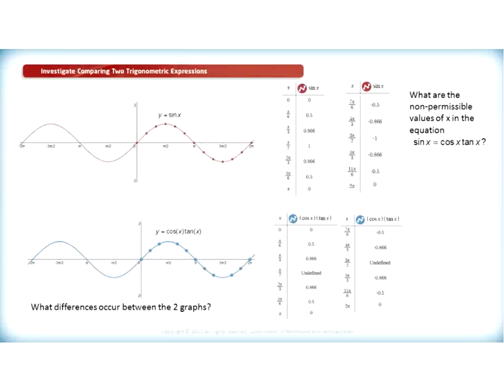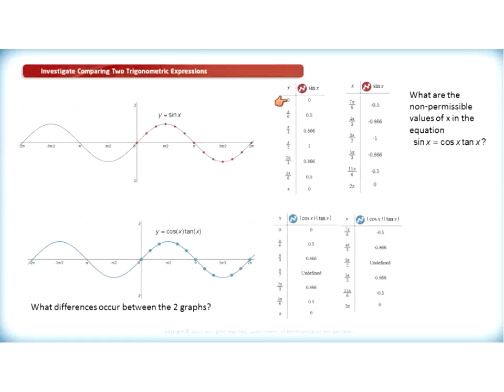Let's start by first of all looking at the graphs of y equals sine x, which you see here, and the graph of y equals cosine x times tan x, which you see here. If you compare the two graphs, they certainly look to be identical. All the points on this graph certainly correspond with all the points on this graph. However, when we consider the table of values for both graphs, there is a slight difference.